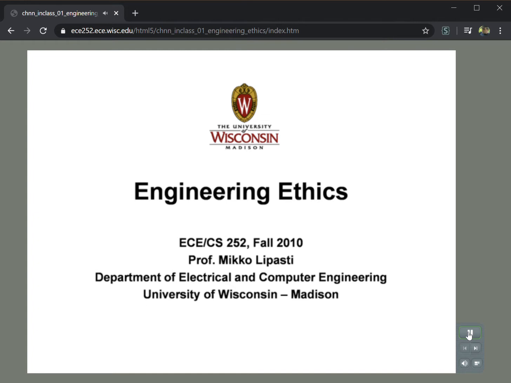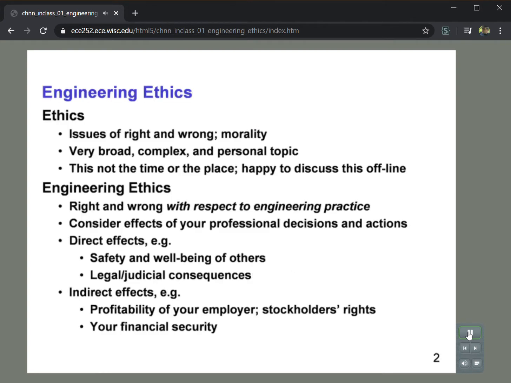Welcome to ECE CS 252, Introduction to Computer Engineering, lecture on engineering ethics. What do we mean when we refer to engineering ethics?